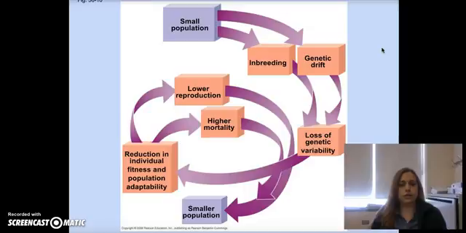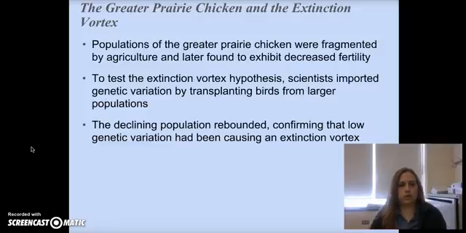So here is a diagram that explains this. If you have a small population, that small population is going to experience inbreeding and genetic drift. Both of those lead to a loss of genetic variability. When you are not having enough variation within the population, you then have a reduction in individual fitness, and then the population is not going to be as able to adapt. So then you're going to have lower reproduction and higher mortality, and that leads to an even smaller population. This keeps going on and on, and this is what we call, again, the extinction vortex.